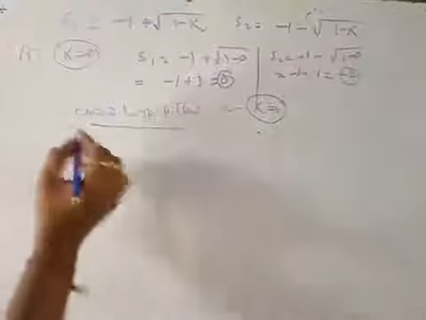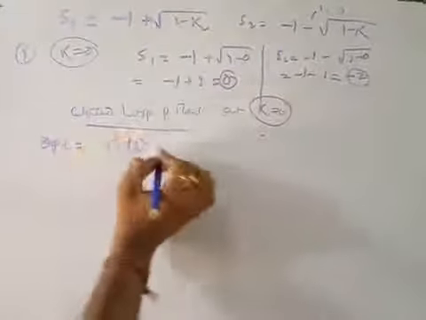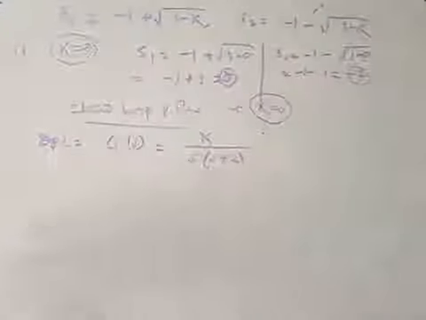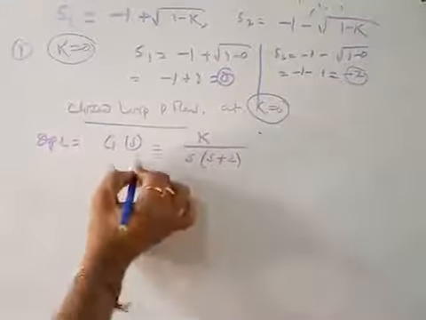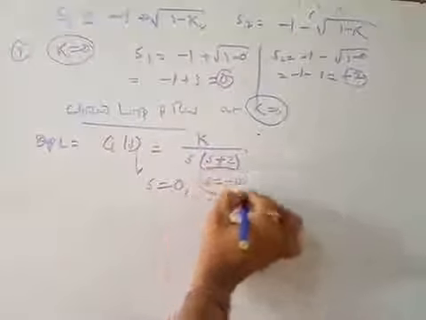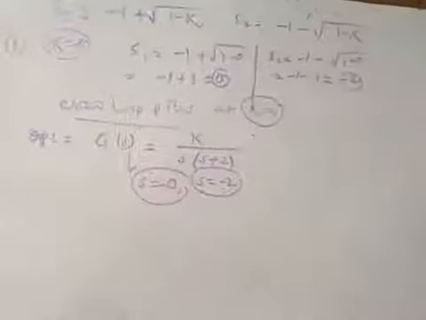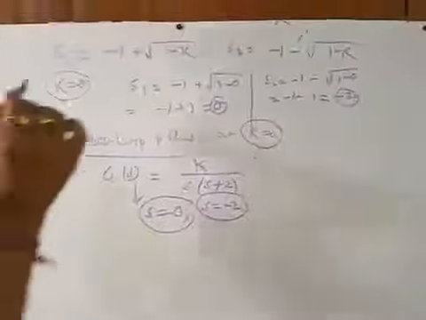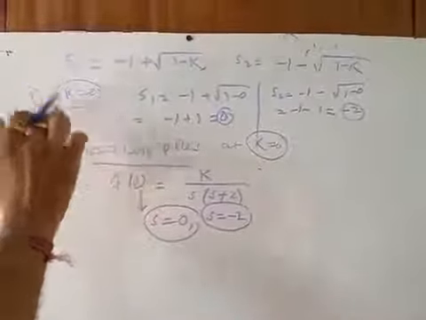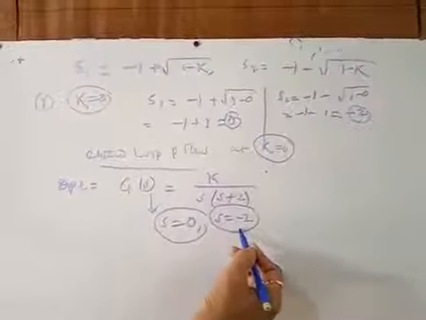Now remember the open loop transfer function, G(s) equal to 1 over s into (s plus 2). So what are the pole locations of the open loop system? Pole locations: s equal to 0 and s equal to minus 2. So can you get the similarity between these two? Yes. When the value of K is equal to 0 in the closed loop system, you get the positions of the poles similar to the positions of the poles of the open loop system.